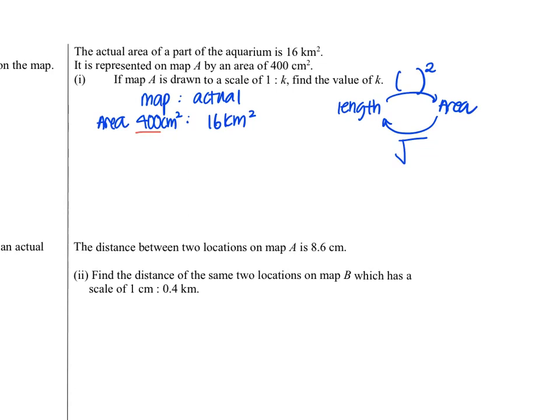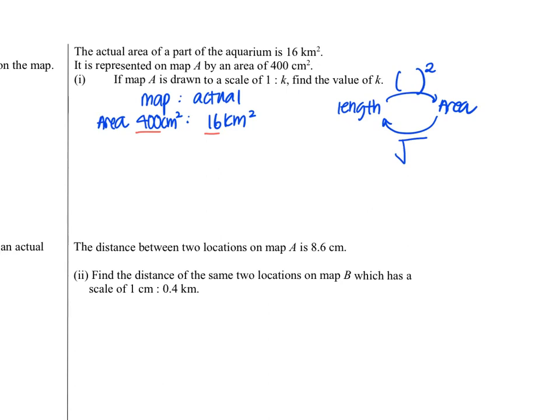So now we shall take a look at this ratio first. Is it easy to square root 400? Do I get a nice number? Is it okay to square root 16? Do I get a nice number? Yes, I can. So in this case, I can square root and get numbers directly. But if there are cases where the numbers are not very nice, what you should do is simplify the ratio first to 1 is to something, then you take square root.